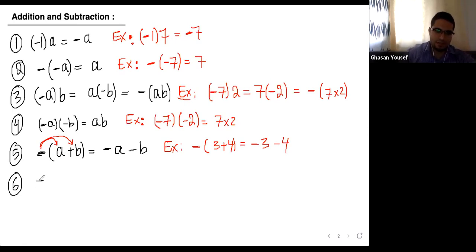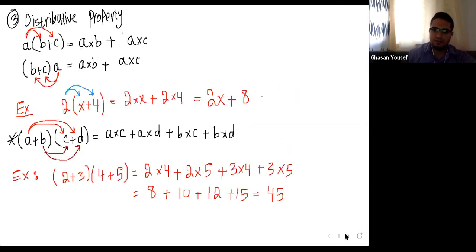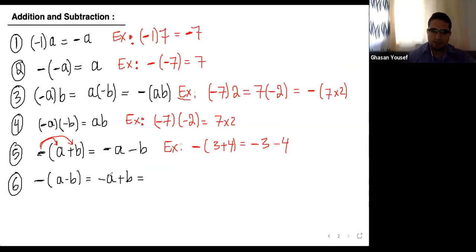Number 6 is the minus outside and a minus b. Again, I distribute the minus, I get minus a plus b, and this is equal, because we studied the commutative property in the previous slides. So minus a plus b is the same as b minus a. Example for that: I have minus of 3 minus 4. We distribute the minus, I get minus 3 plus 4, and this is the same as 4 minus 3, and the answer is 1.